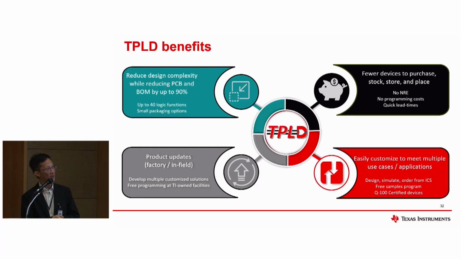Okay, again, the benefits which I mentioned earlier. The key one is definitely to reduce the design complexity, right? From many gates into a single IC, and of course that will translate into a cost saving, right? Of course, the product updates, and then the integration of many functions. There's no NRE, there's no adder when using the TI solution, all right?